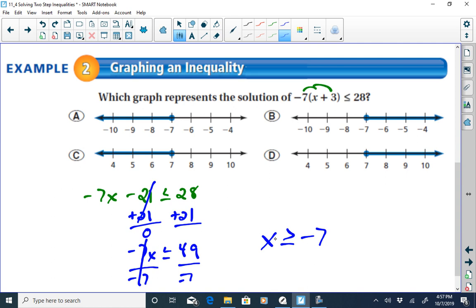Well, where do I see x being greater than or equal to negative 7? It's going to be answer B, right? Because greater than or equal to negative 7 should be filled in, not open, but they're all filled in. But it should be to the right of negative 7 on our number line, and that's what we see with example B. All right?